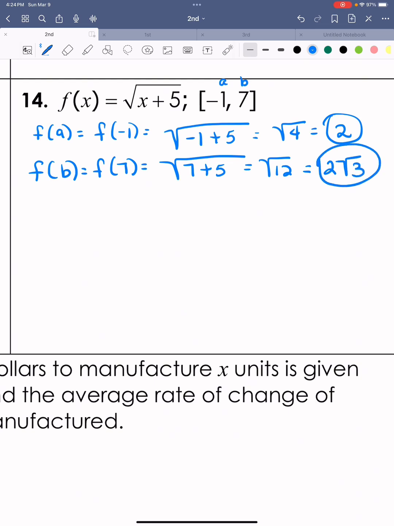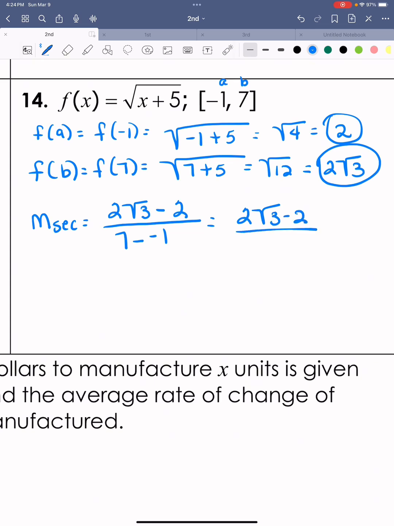Now, plugging all this into m sec. So I want f of B, which was 2 square root of 3, minus f of A, which was 2, all over B, which was 7, minus A, which was -1. So I have 2 square root of 3 minus 2 over 8. Now that's fine, but it's not in simplest terms. We need to simplify this.